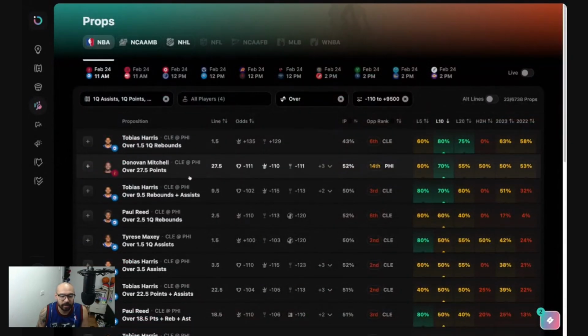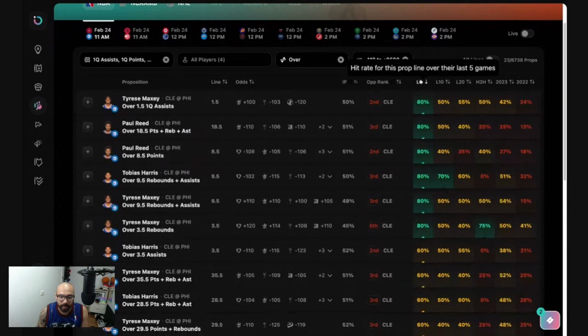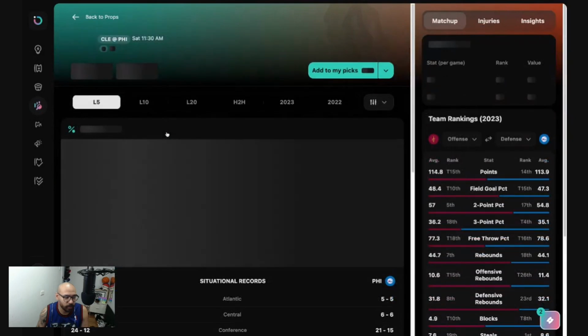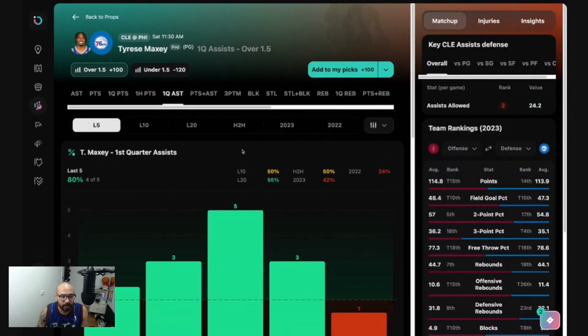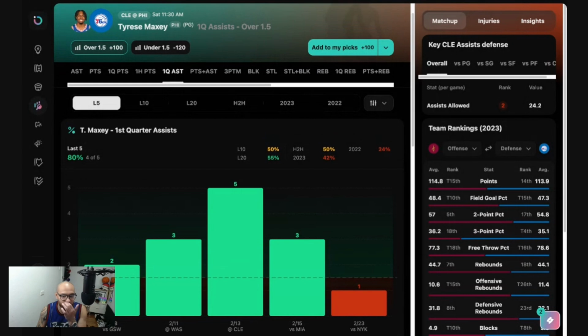Looking at who we have, Tobias Harris, rebounds and assists. So we know that he's wildly inconsistent, so we don't want to touch that. Let's have a flick over to the players who've done well covering their lines over their last 5. So as I look through this, we can see that Tyrese Maxey, first quarter assists comes to mind. What I like about this, it's plus 100 odds. So in his last 5 games, he's covered this 4 times. 4 out of his last 5 games, he's gotten 2+ assists in the first quarter.